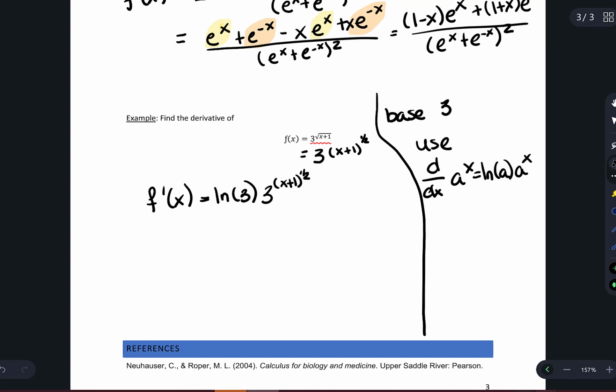Since we have a function of x in the exponent, we also need to multiply by the derivative of what's in the exponent. So taking the derivative of what's in the exponent, using the power rule, we have 1/2 times x plus 1 to the negative 1/2, and then multiply by the derivative of what is inside of that function, which is 1. So really, notice here, we're also using the chain rule.